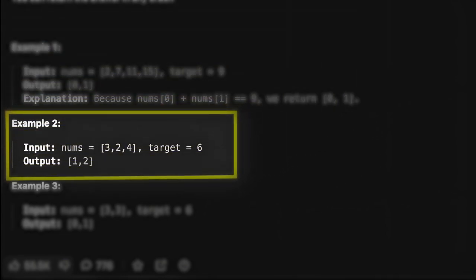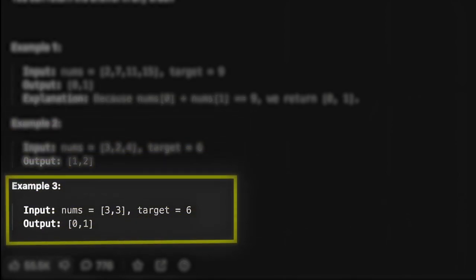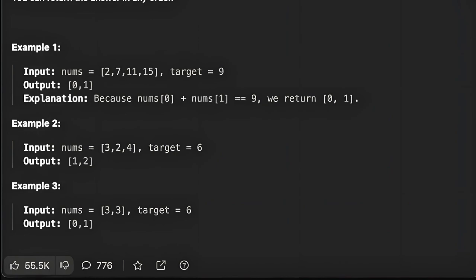In the second example, we have three numbers in the array, 3, 2, 4, which are all unique as given in the constraint, and the target is 6. The numbers at the second and third positions, arrays being 0 indexed, sum up to 6, which is 2 and 4. 2 plus 4 is equal to 6. So in this case, we need to return 1 and 2. In the third example, the target is 6. The numbers are 3 and 3. So we return 0 and 1 because both the numbers sum up to 6.